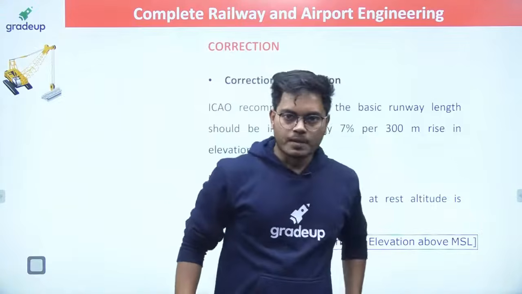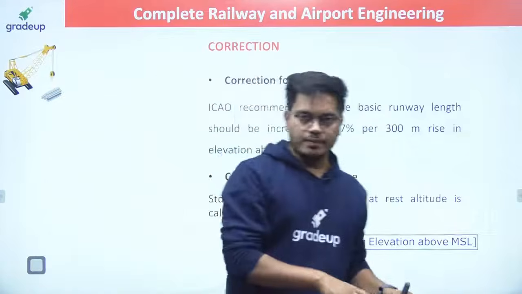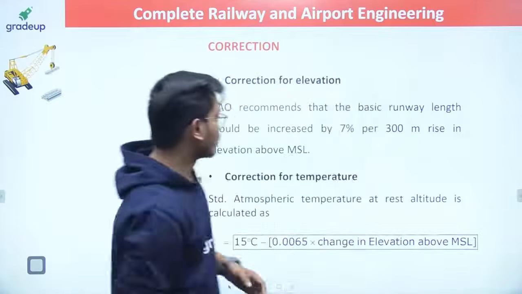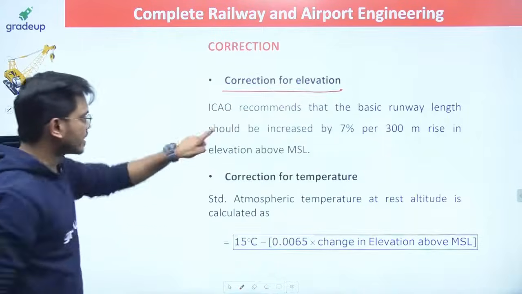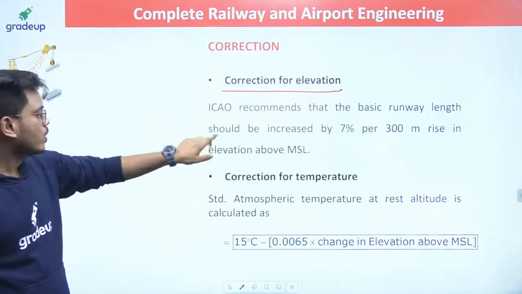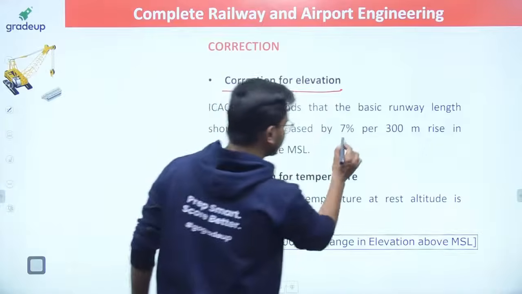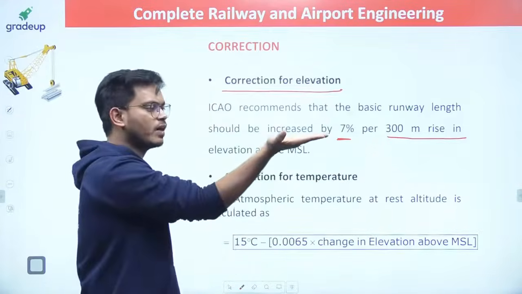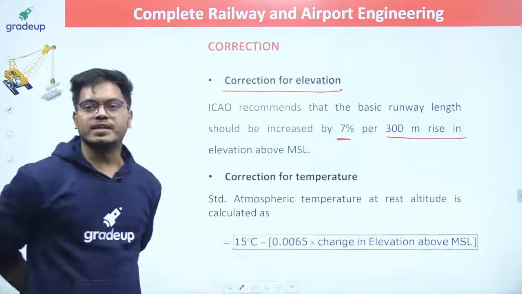Okay guys, all right. So we generally assume that we are providing this runway at mean sea level, but we are not. Obviously we have to provide a correction at that time. So understand what is the correction for elevation. ICAO, I have already talked about ICAO, recommends that the basic runway length should be increased by 7% per 300 meter rise. As you move 300 meter above, you have to add an extra 7% to your basic runway length.